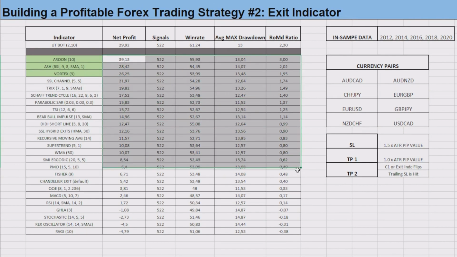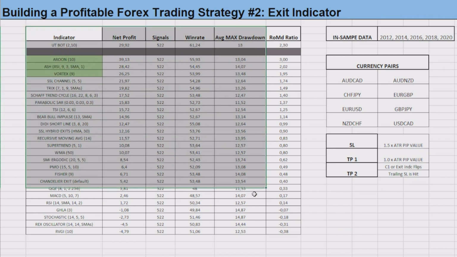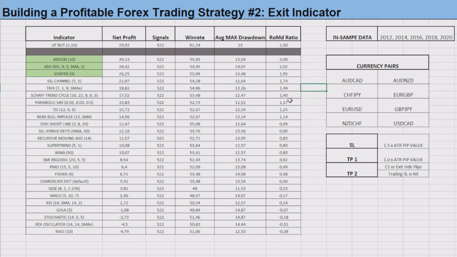And here we have all the results. I tested about 25 different exit indicators and put them in this table to compare them. Like I said in the last episode, there is no specific number of indicators to test, but the more you test, the better, as you increase the probability of finding good indicators.